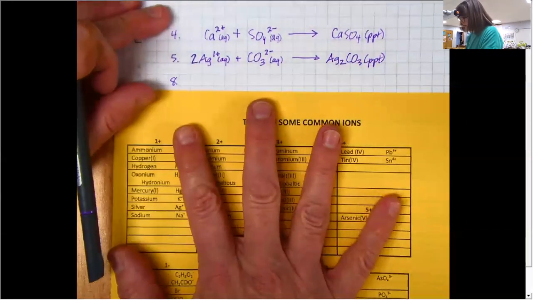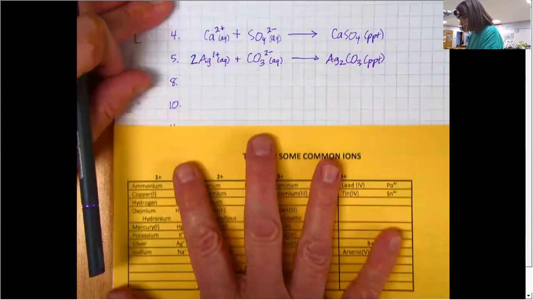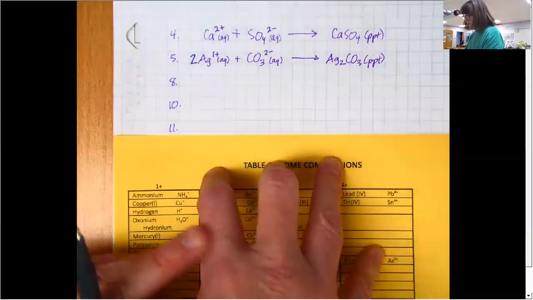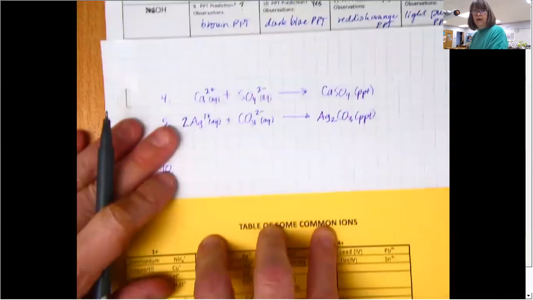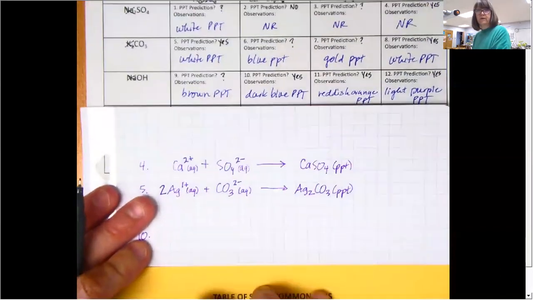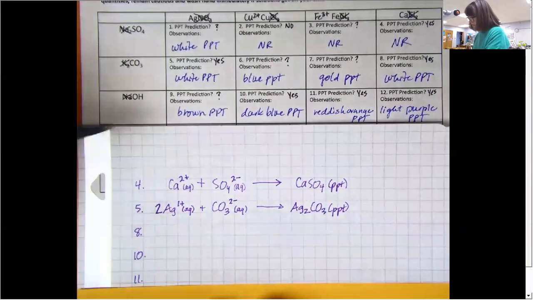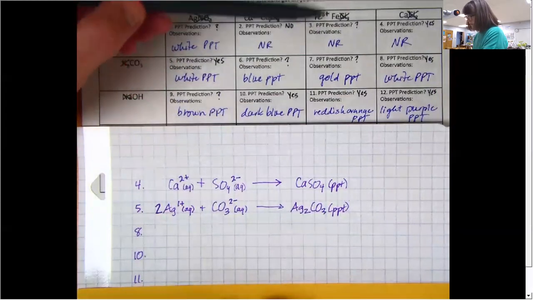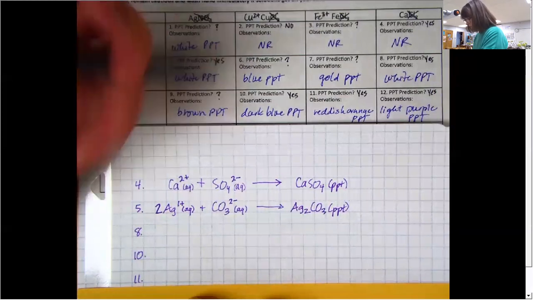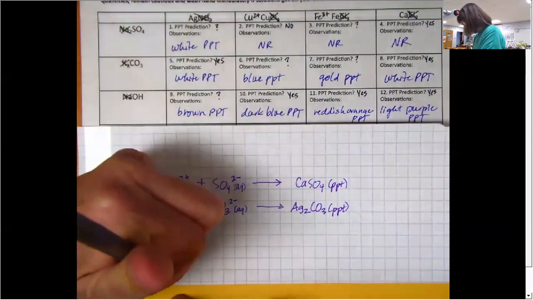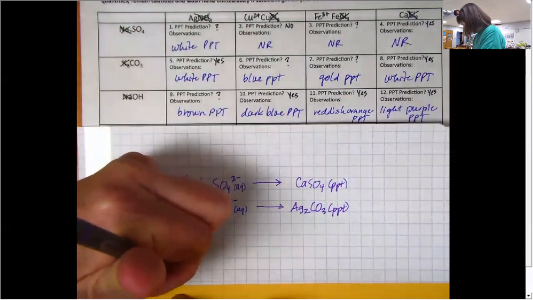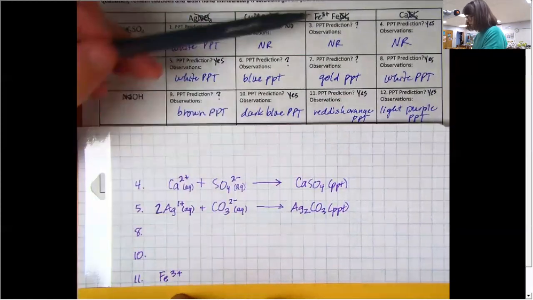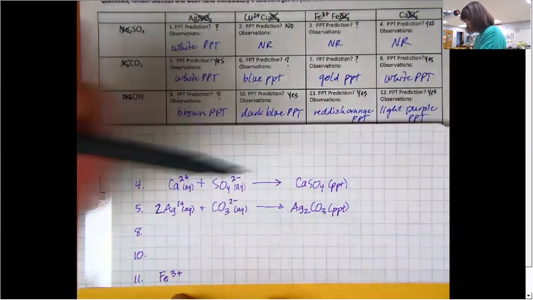Okay, we're gonna skip down to box 11. So let's look, I wanna do one more example with you. Let's look at box 11. In box 11, I do wanna point out that the iron we're using is Fe3+, so you won't have to look that one up. And then what is it combining with? OH.